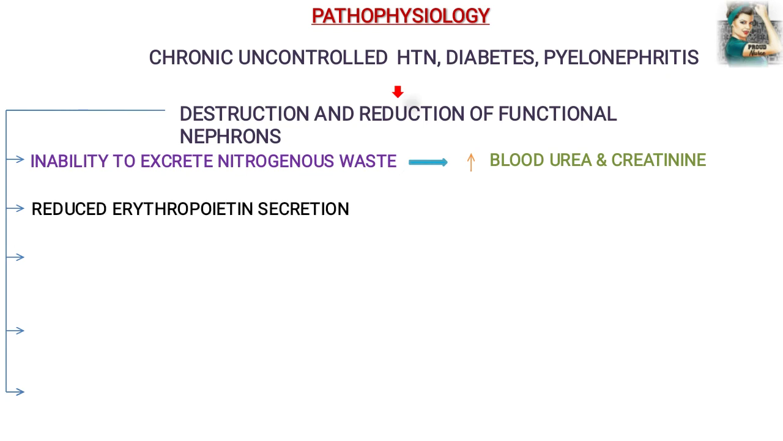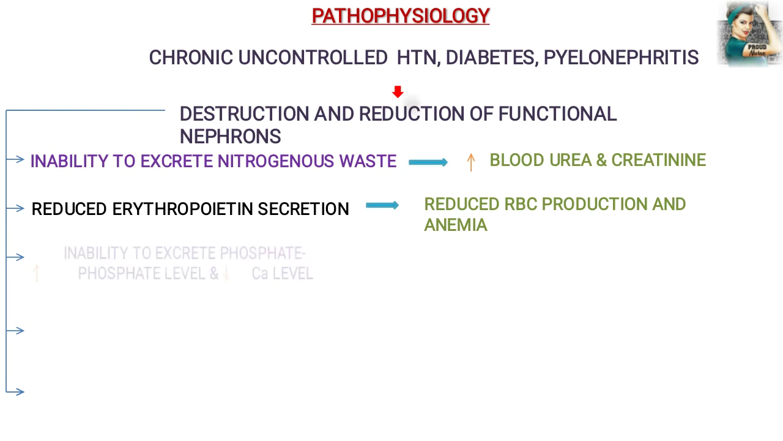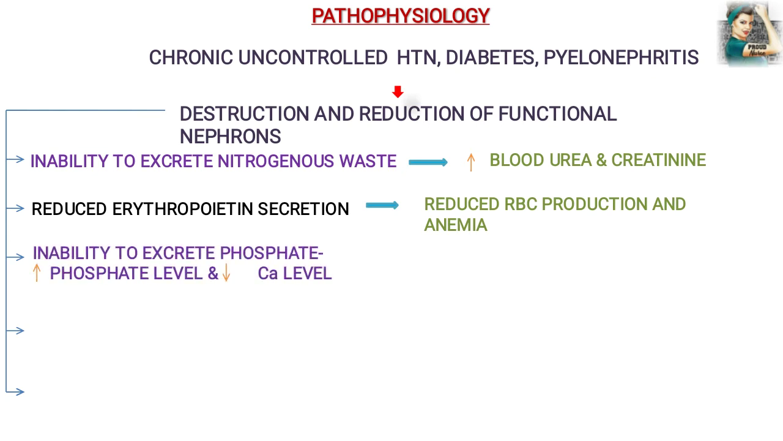Also, due to destruction of the functional nephrons, there is reduced erythropoietin secretion. Erythropoietin is the hormone which signals the bone marrow for the production of RBCs. But when there is reduced erythropoietin secretion, there is also reduced RBC production, and the ultimate result is anemia. Also, due to destruction of functional nephrons, there is inability of the kidneys to excrete phosphate.